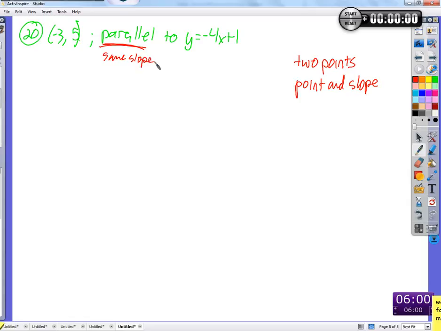So what is the slope of this line? Negative 4. M is equal to negative 4 here, so the slope here must also be equal to negative 4. Well, we got a point, we got a slope, and so we might as well use the point slope form. That's, again, y minus y1 equals m times x minus x1.